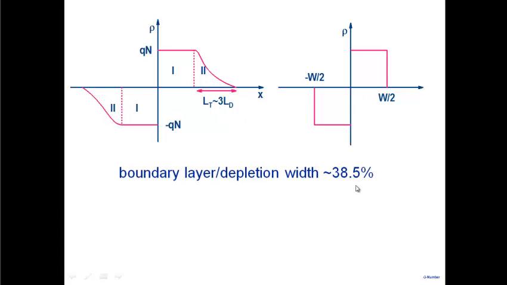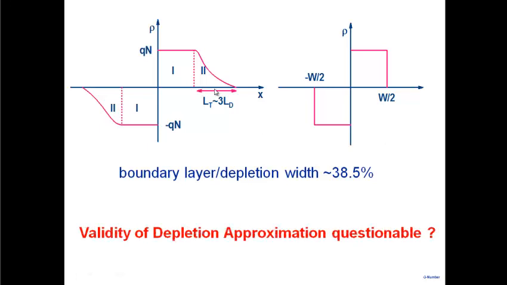Is this a good approximation? 38.5%, close to 40%. Can I neglect this? It seems that the validity of the depletion approximation is questionable. With 40% of this region here, and we are neglecting this particular region, it seems that the depletion approximation would be a fairly poor approximation, right? But now let me show you the results. I'll show you the results based on the depletion approximation.